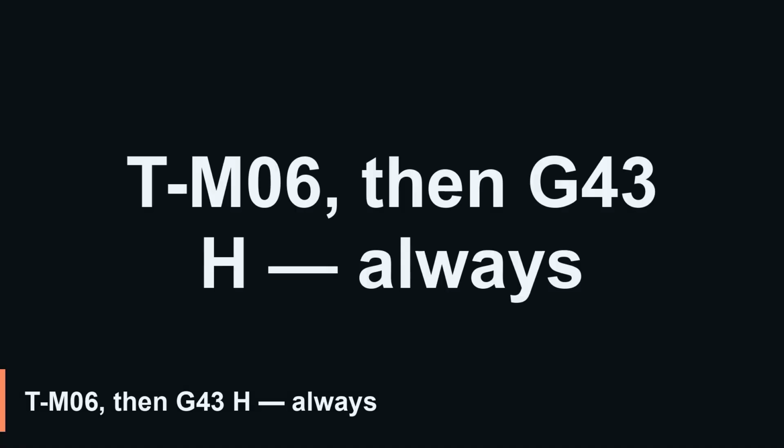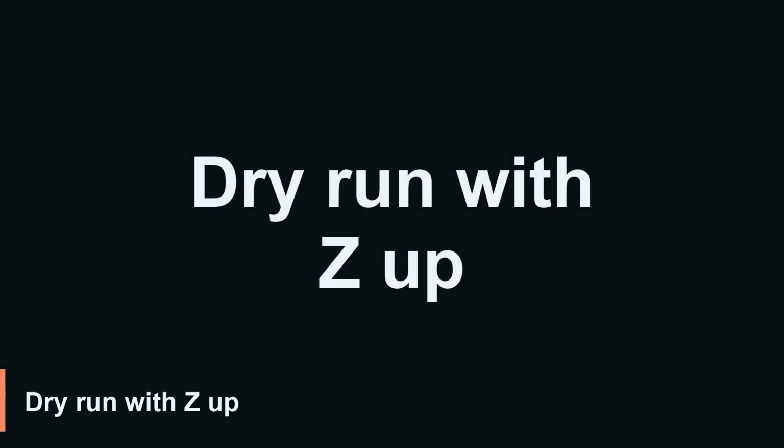2 habits that fix this for life. 1. Every tool change line is immediately followed by G43 H, matching the tool. Make it muscle memory. T5 M06, next line G43 H5. No exceptions. 2. Dry run with Z up. Run the program with Z plus 6 inches of offset before you trust it on a part. If the tool tries to dive into the table, it dives into air instead. That's a free crash, and it has saved more setups than any alarm ever has.